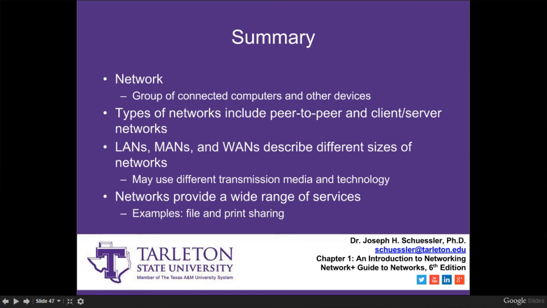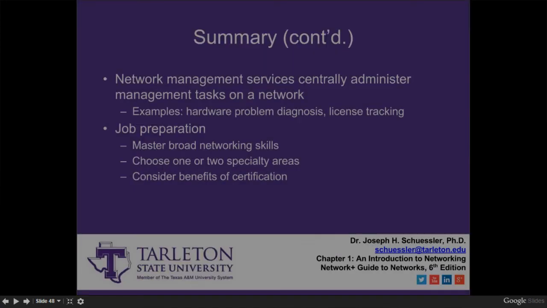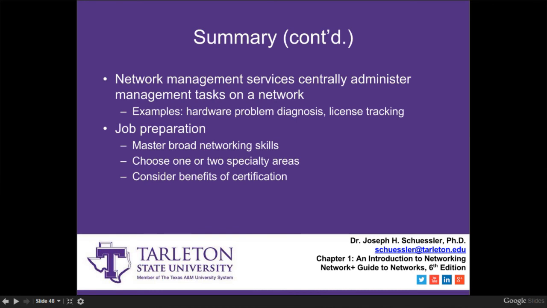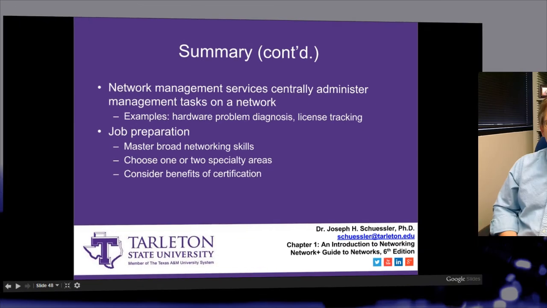So in summary, we talked about what a network is, and what the advantages are of using a network. We talked about some of the different types of network models, specifically peer-to-peer and client-server, as opposed to LANs, MANs, and WANs. We talked about networks providing a wide range of services like file and print services and network management and stuff like that. And then we talked about job preparation and the importance of getting out there and networking with peers, picking some specializations, and the need to consider certification. So that is chapter 1 in a nutshell.